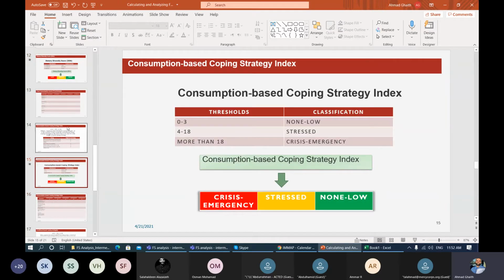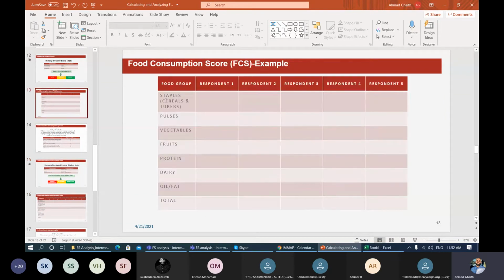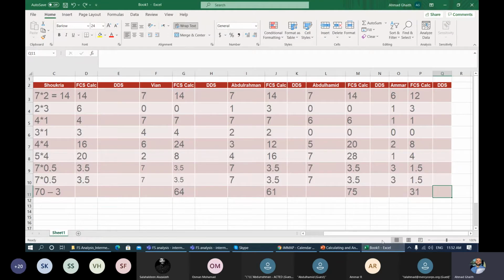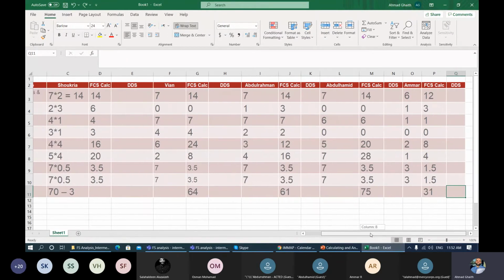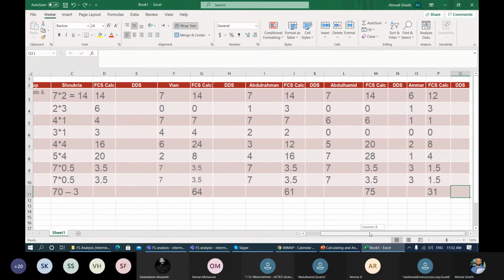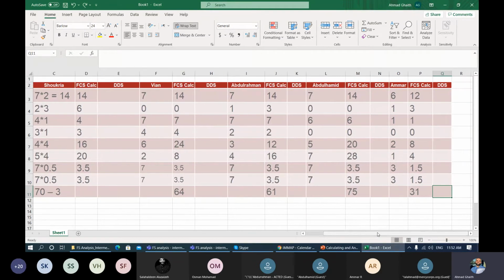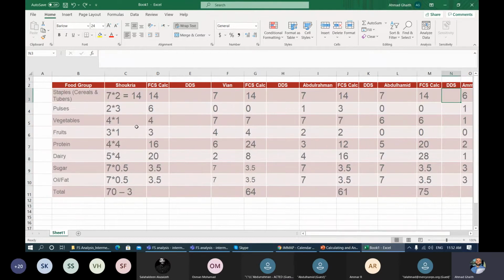Oh, sorry, this is the wrong thing. Okay, so for dietary diversity score, we again have this. So I'm going to bring you over. I figured out Excel now. Actually, Ahmed figured it out. And so we're going to go through and focus on Abdul Hamid and Amar.